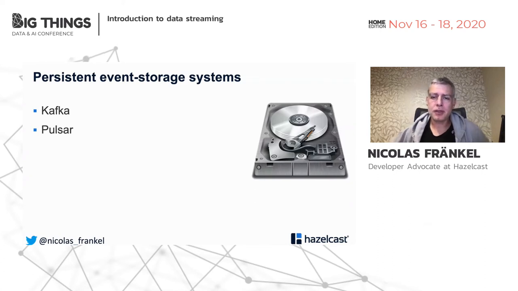Now, when you have those events, you probably need to store them somewhere. And right now, Kafka is the king of event storage. Confluent is the event data store company, sorry. Also, I would like to mention that there are alternatives, among them Pulsar, which is also an Apache project.